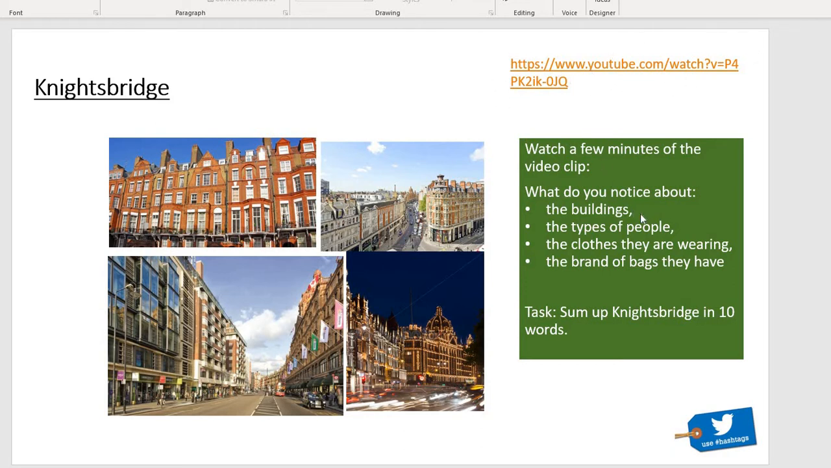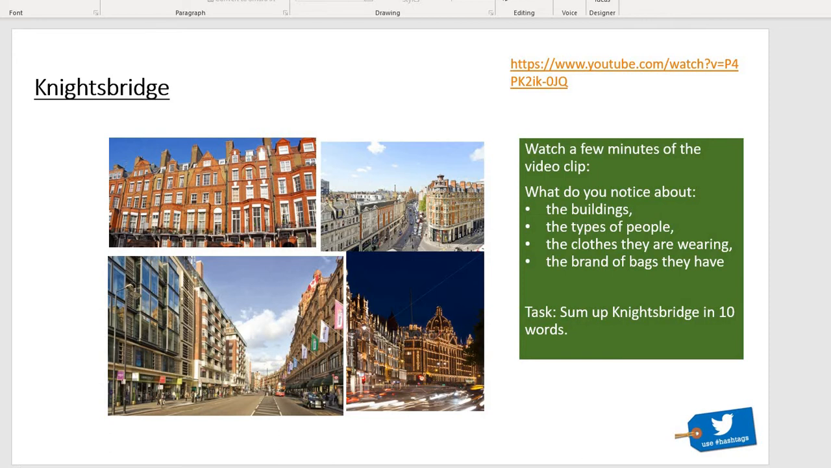And while you're watching the video, just pay attention to things like the buildings, the type of people, what sort of clothes they're wearing, the sort of handbags they're carrying, that kind of thing. And then when you've done that, try to have a go at summing up Knightsbridge in 10 words. So pause the video and have a go at that, please.